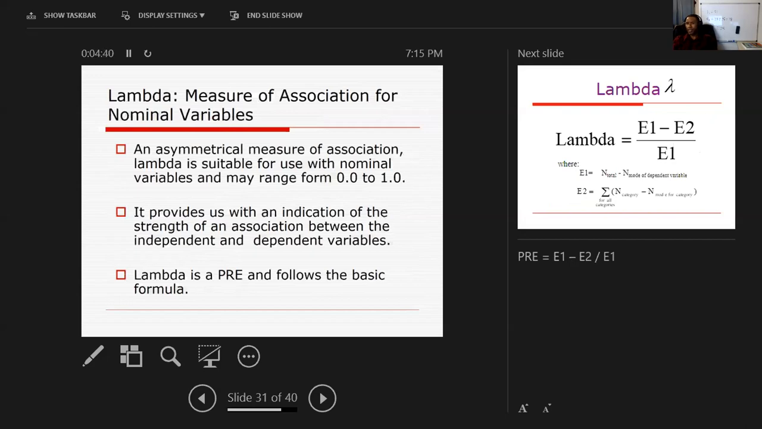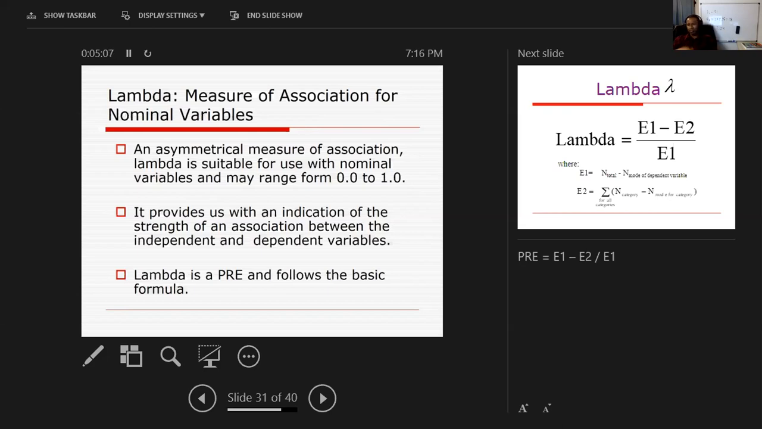Again, lambda is an asymmetrical measure of association and suitable for use with nominal variables. It can range from 0 to 1. Because lambda is for nominal level variables, there's no negative number, because with nominal you don't have direction, so you're never going to have a negative relationship. It's always just going to be a positive number.